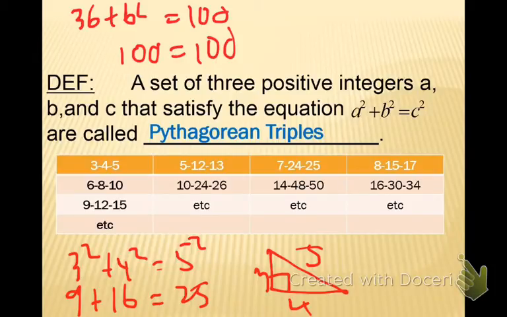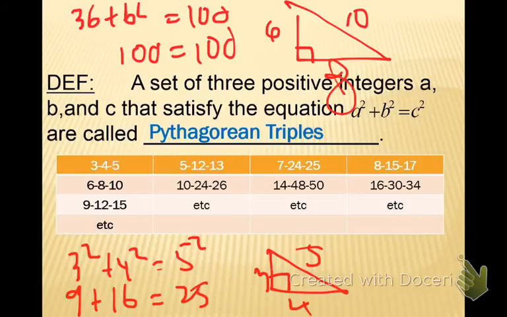So if I knew, another example, we'll use the 6, 8, 10. If I had a triangle, this is 6, this is 10. I know this has to be 8 by the Pythagorean triple. Okay? Everybody get the idea?